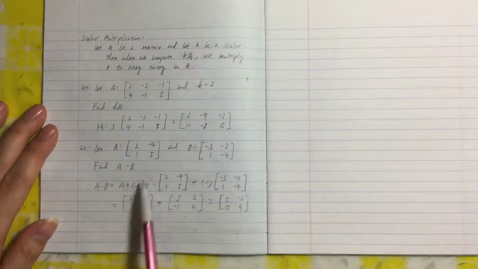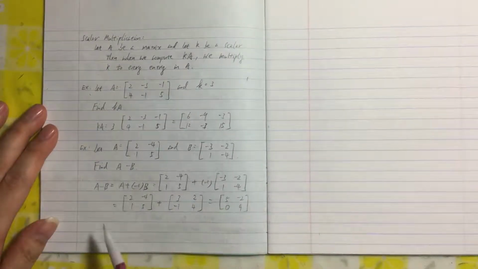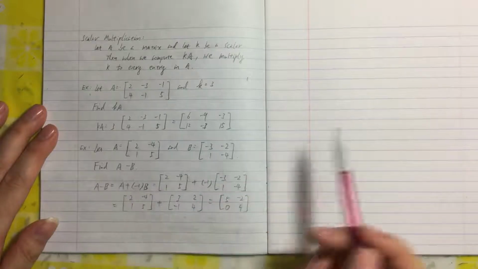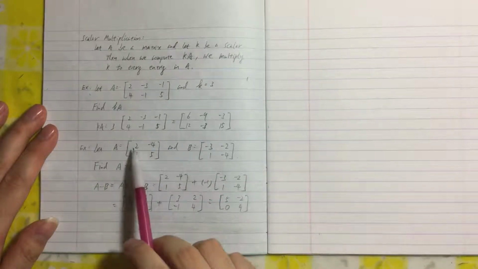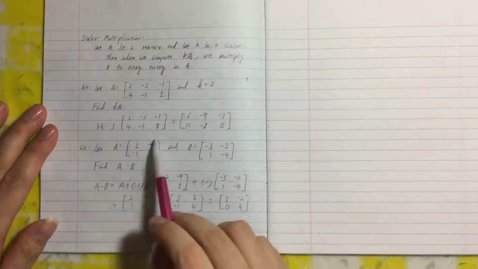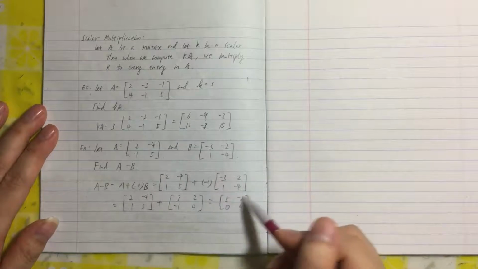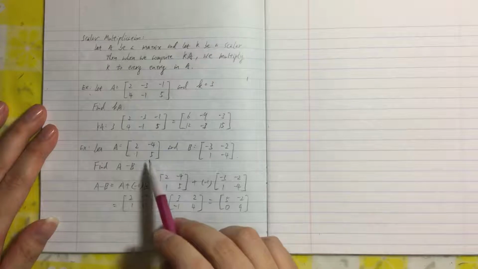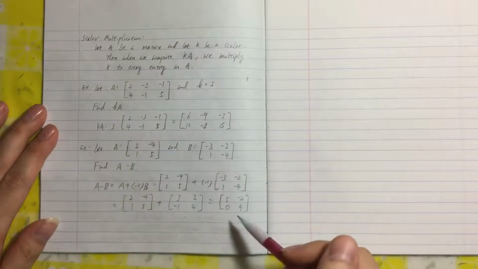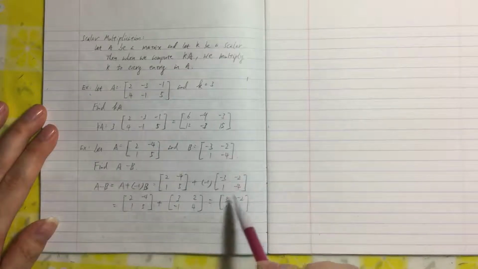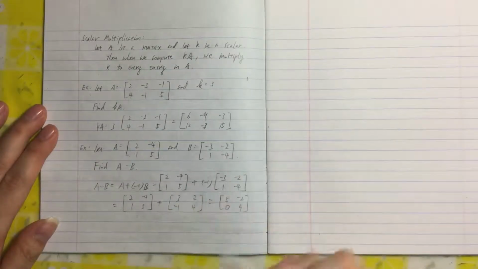However, this computation doesn't look simple. Is there an easier way to do matrix subtraction? Let's observe matrices A and B. What if I subtract the corresponding entries directly? 2 minus negative 3 is 5. Negative 4 minus negative 2 is negative 2. 1 minus 1 is 0. 5 minus negative 4 is 9. So here we can see that if I subtract the corresponding entries directly, I get exactly the same answer. So that's a simple way.